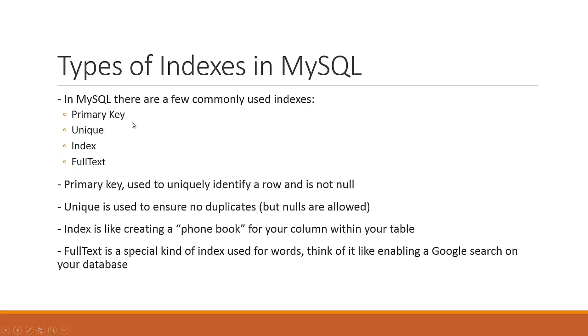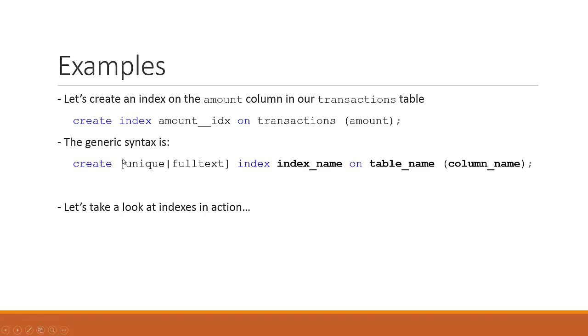So what you'll notice here is the primary key type is not in here. If I go back, you can see I had 4 types: primary key, unique, index, full text. Primary key is not in here because the relational database management system will create it for you. You don't need to worry about it. So you can choose between a unique index, a full text index, or you can just not put in either of these and just say index, and that will create the generic phone book type index that we were talking about above. And then index name, on, table name, and column name. So that is the syntax around it. Let's take a look at that in action now.